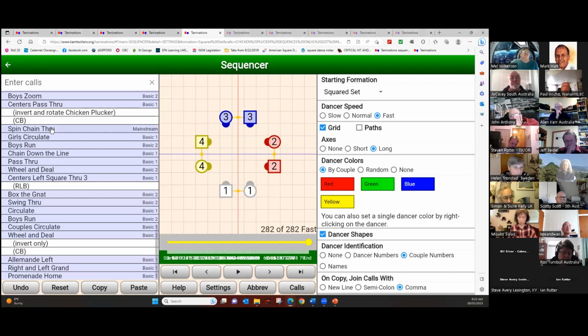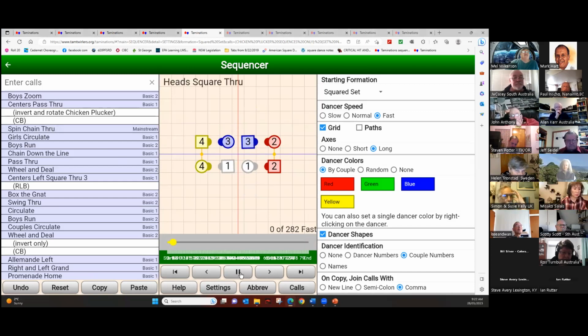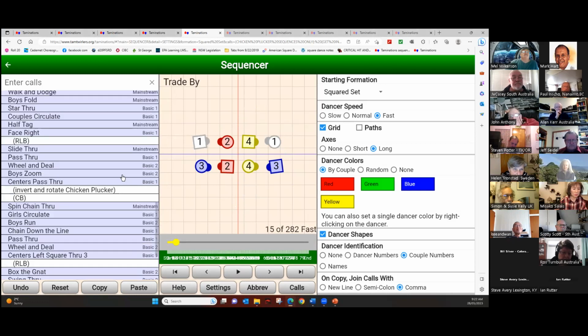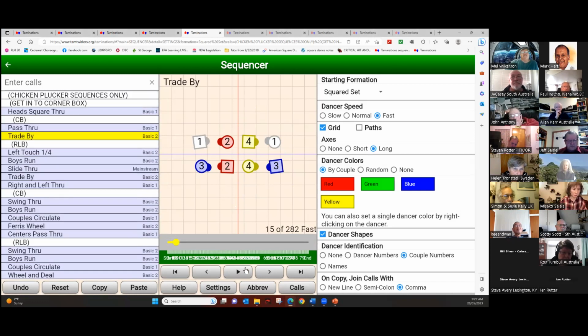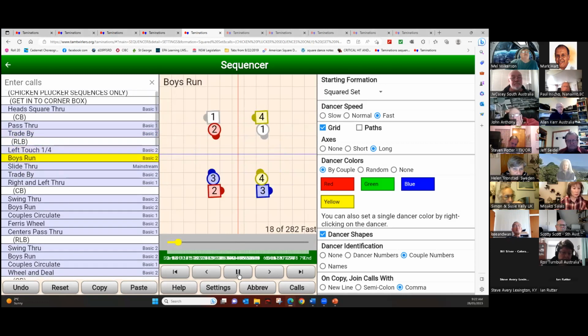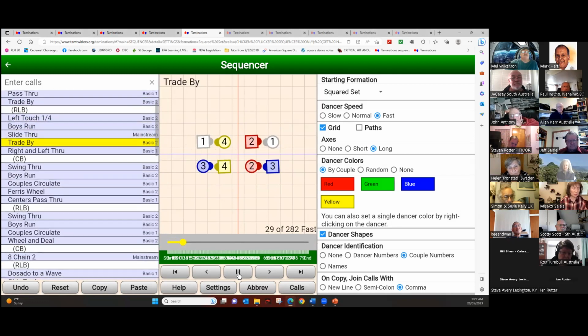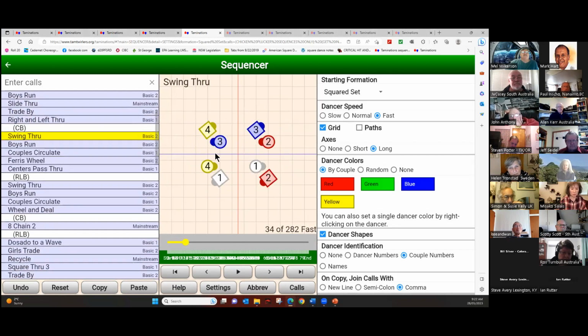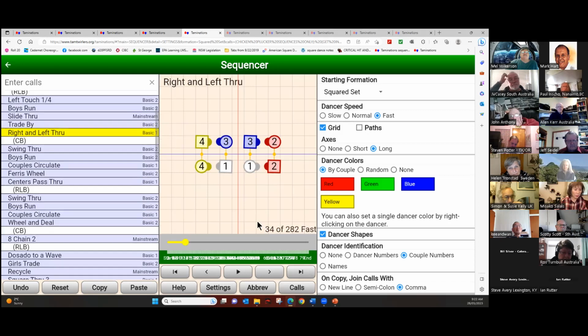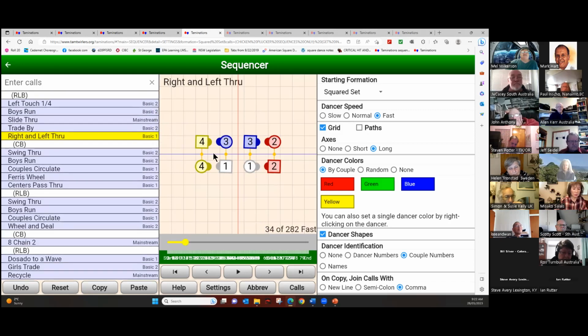But if we look at these, every one of these sequences, there's my square through, there's my first chicken plucker, pass through, trade by. Let's just scroll up here so you can see what's going on. Here's another chicken plucker. I'm now in a right-hand lady box. So I should go back to a corner box. Left touch a quarter, boys run, slide through, trade by, right and left through. I should be in a corner box. Yep, I'm in a corner box. I've just gone back and forth, back and forth.